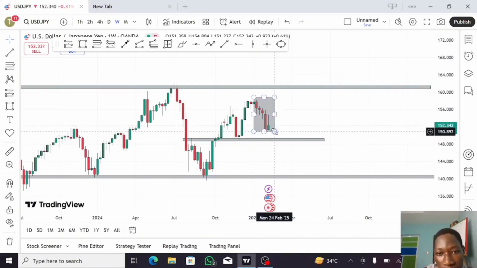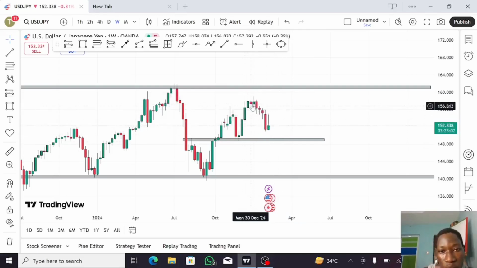But look at what the market is doing now. It's created a high. So to me, this market is looking like an equal high. Well, I won't say it's an equal high, because it broke it a little bit. Do you get? The market just broke it a little bit.